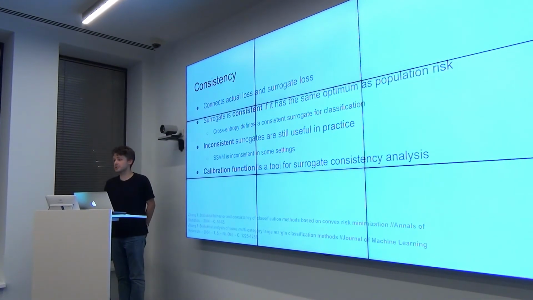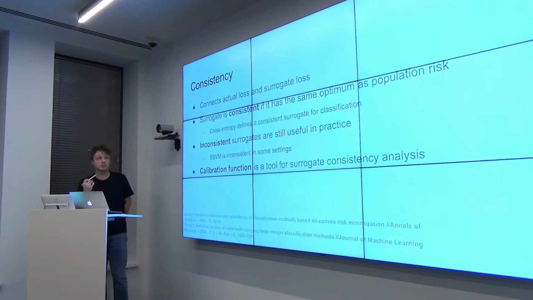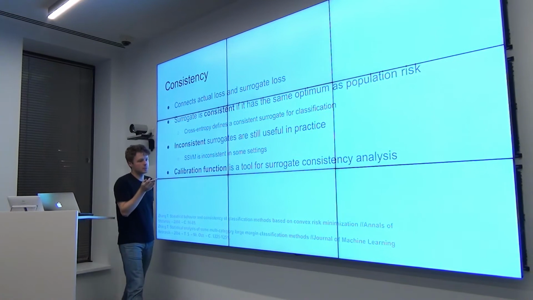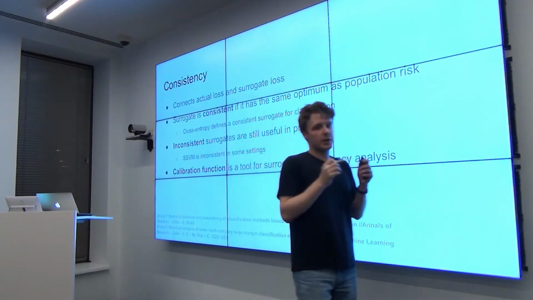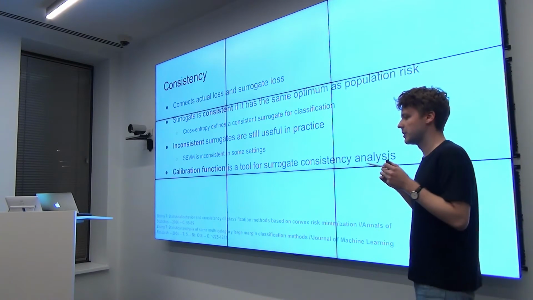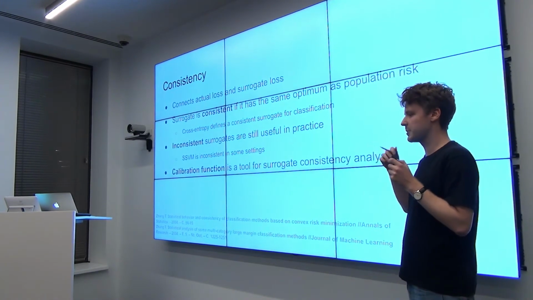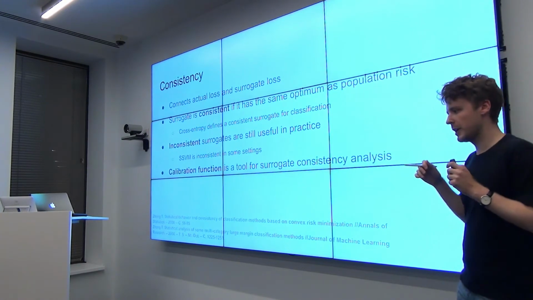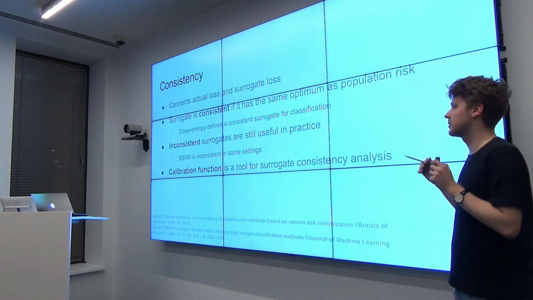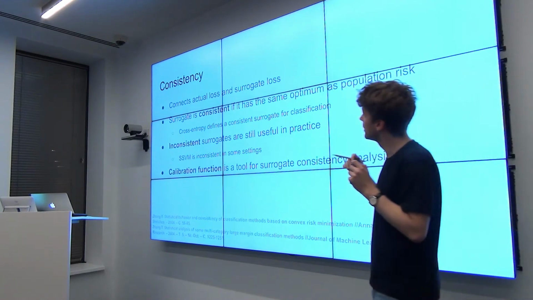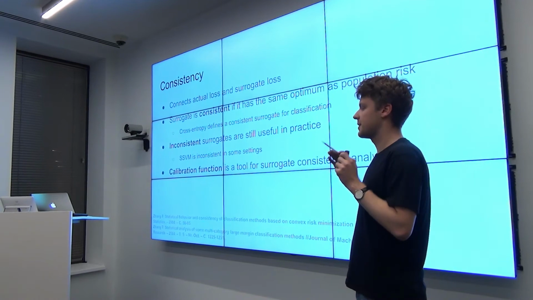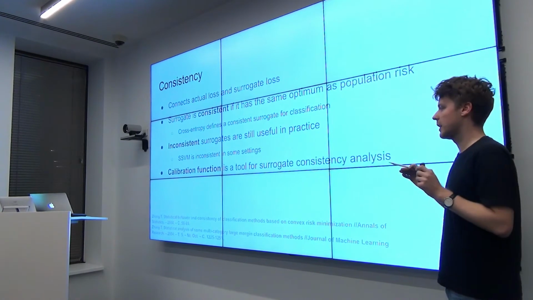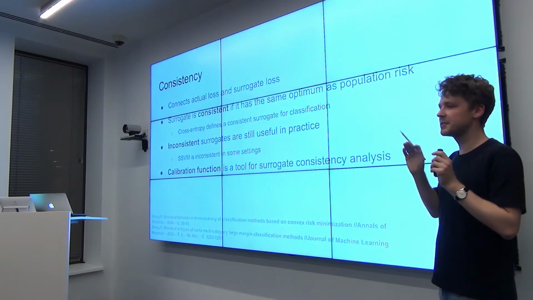So the first thing to ask when you replace one optimization problem with another is how these optimization problems are related. Because in practice, we want to be sure that optimization of surrogate risk leads to optimization of population risk. And to capture this idea, a notion of consistency has been introduced. It's somehow related to consistency in statistics. And in this work, consistency means the following.